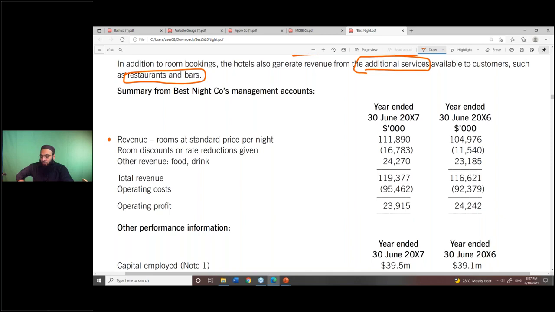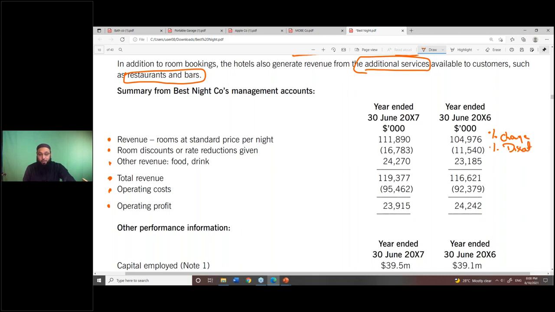So you have revenue, rooms at the standard price per night. You have room discounts given here. You have other revenue. You have total revenue. You have operating costs and you have operating profits. So not very much information, to be honest. Now, by looking at the very small extract of P&L, it gives me a clear idea of what I should do. I will work out percentage change for revenue, percentage change for discounts.